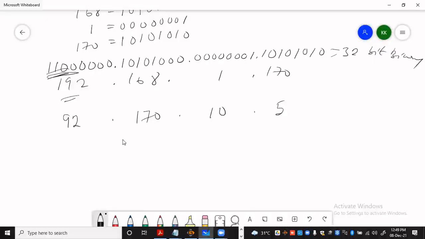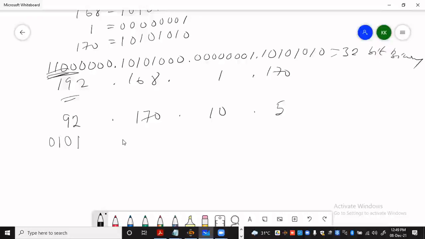So in binary, this will be 0, 1, 0, because you have 64 here. So if you have 64 out of 92, what do you have? 92 minus 64 gives you 28. So it means that this cannot come, 16 can come into play here. You can have 16 here.